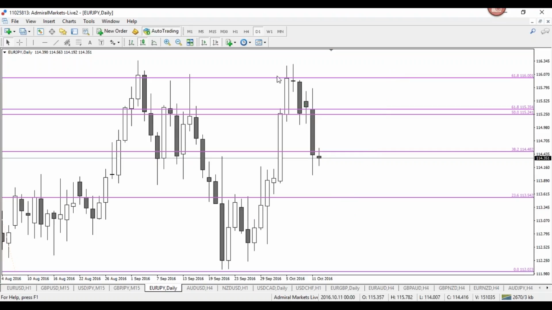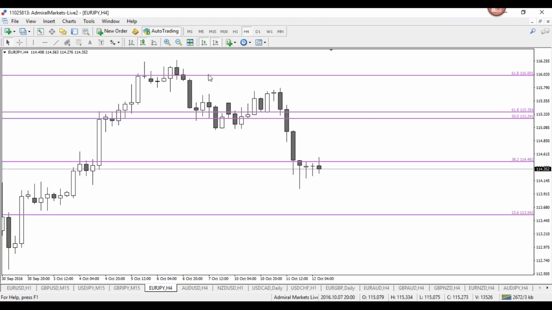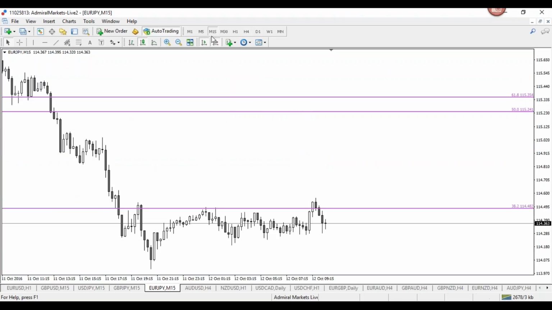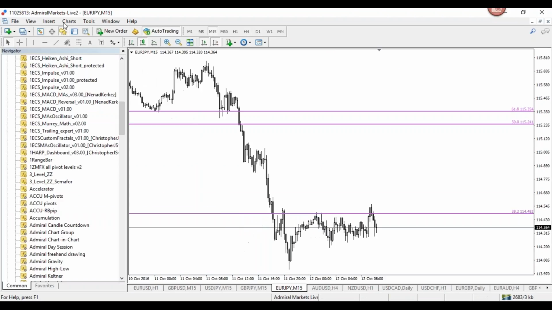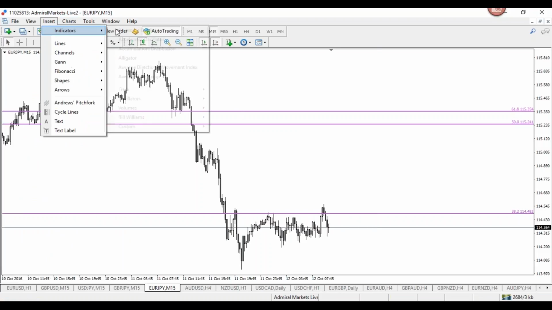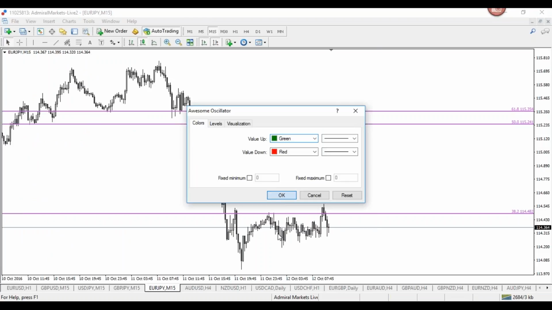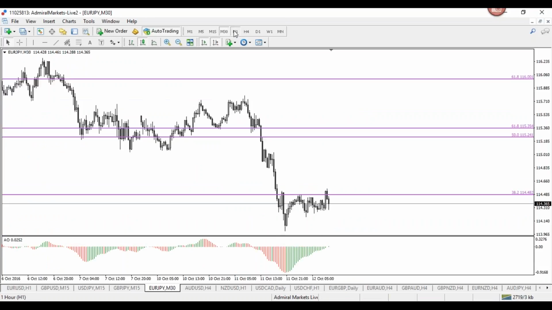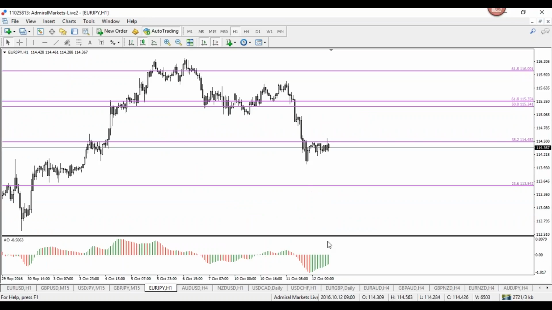Strong daily candle. There are some wicks here, but I think at the moment it's just going sideways. Let's add the oscillator here quickly. Strong momentum. I think a bottom break here is likely. All time frames, very strong momentum.